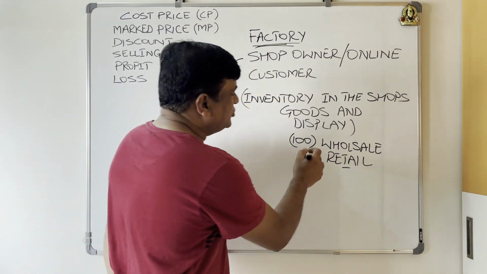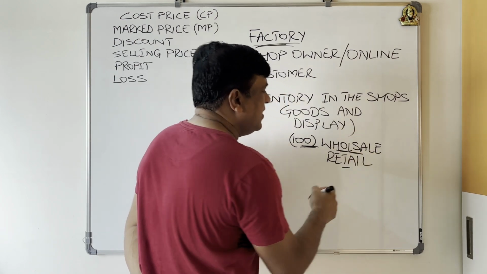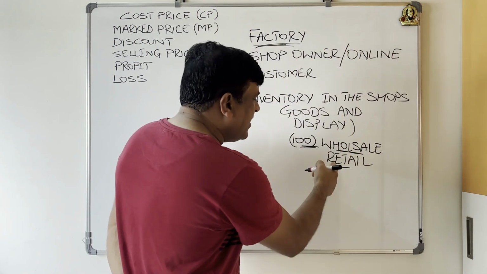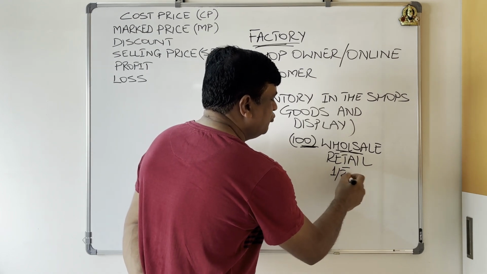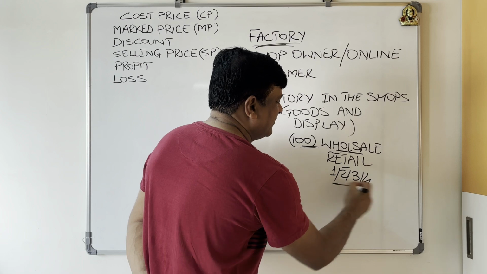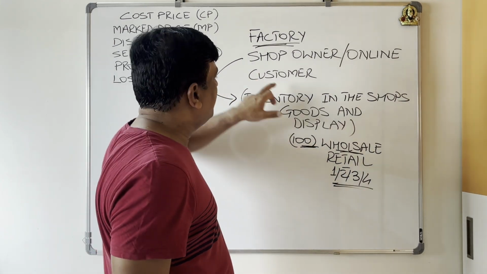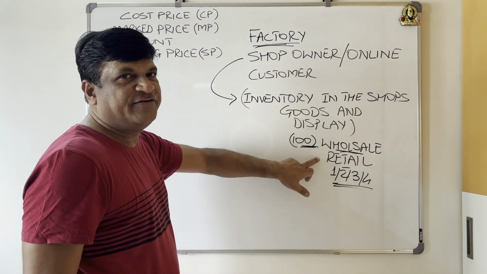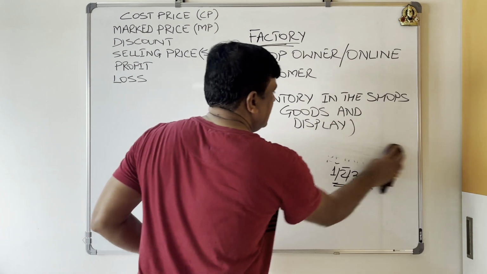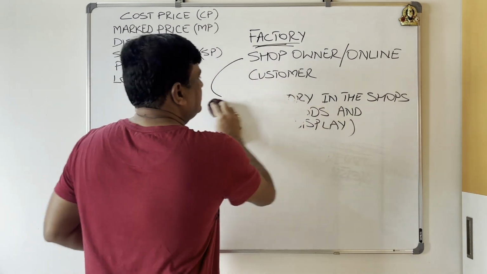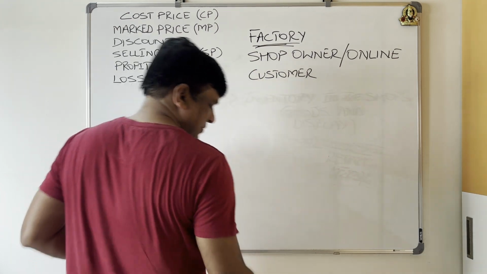So the shopkeeper buys in bulk. That's why it is known as wholesale. He gets it from the factory, and as a customer, I can go and buy 1, 2, 3, 4 objects, 4 or 5 objects maximum from the shop owner. That's what is known as retail. Okay, so hope this is clear till now. Now let's go into the prices and how it plays out.